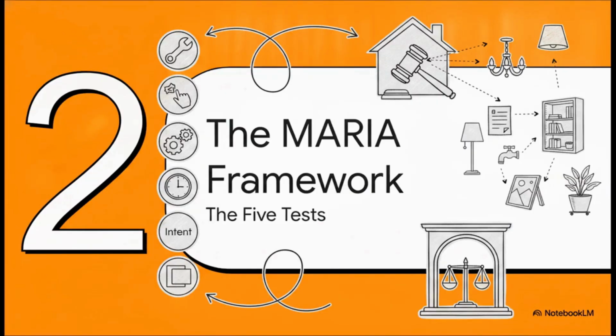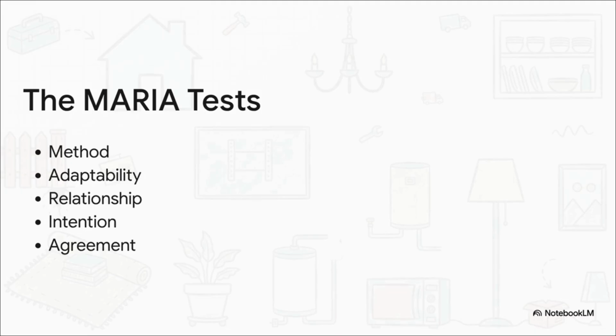Section 2, the MARIA framework, the 5 tests. When courts need to determine whether an item is a fixture or personal property, they use 5 basic tests. What you need to remember is the acronym MARIA. M is for method of annexation, A is for adaptability, R is for relationship of the parties, I stands for intention, and the final A is for agreement of the parties. Keep this memory aid handy for the exam.